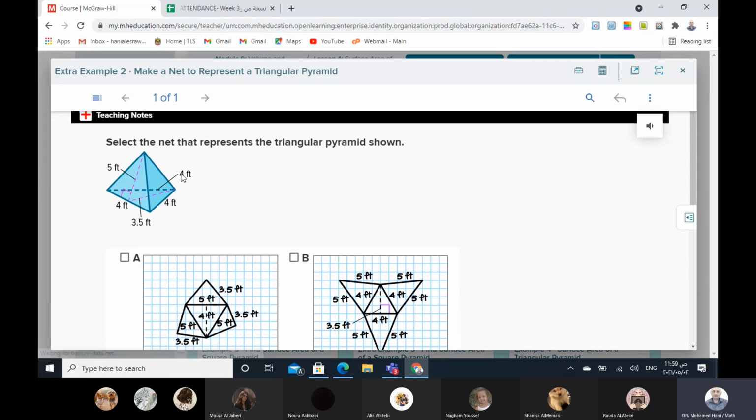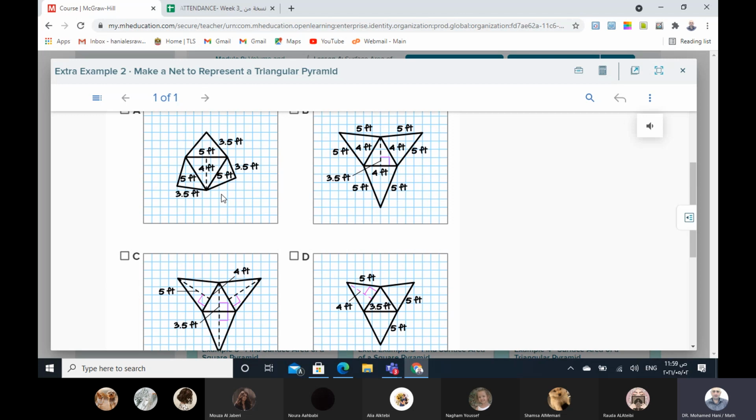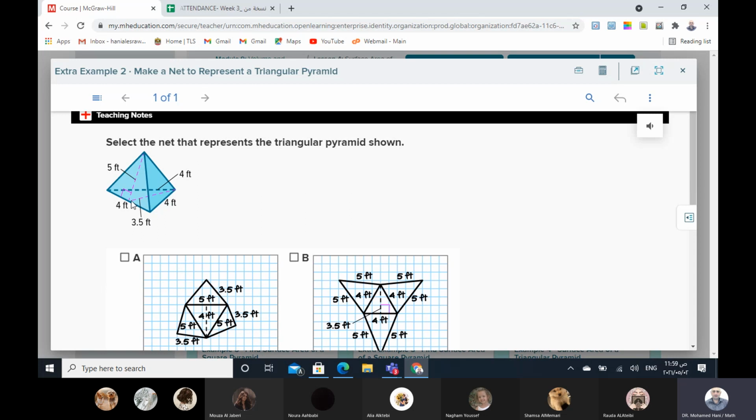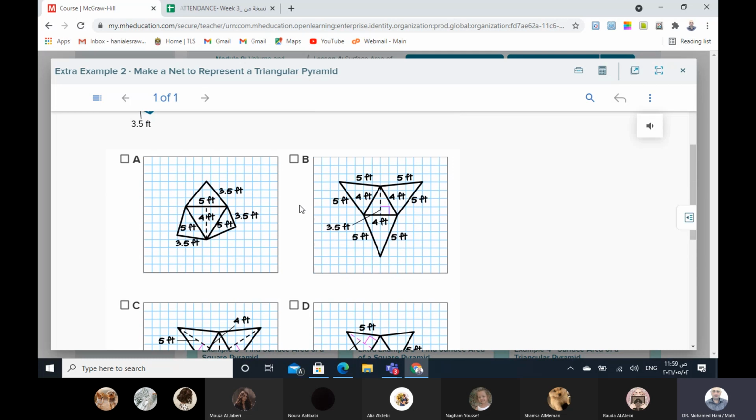As you see here, the slant will be 5, and the height of the base will be 3.5. So the correct one will be what? C or B?